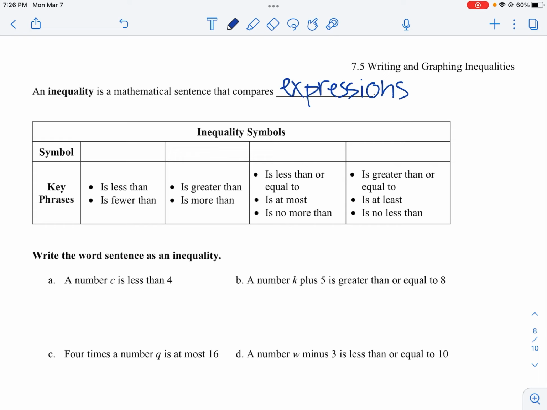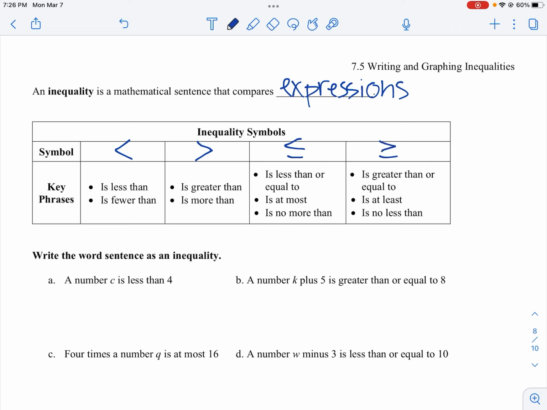The first one stands for is less than or is fewer than, and looks like this. Our next symbol represents greater than or is more than. Our next symbol represents is less than or equal to, is at most, or is no more than, and it's this symbol with a line underneath. And our last one represents is greater than or equal to, is at least, or is no less than, and it also has the line underneath.